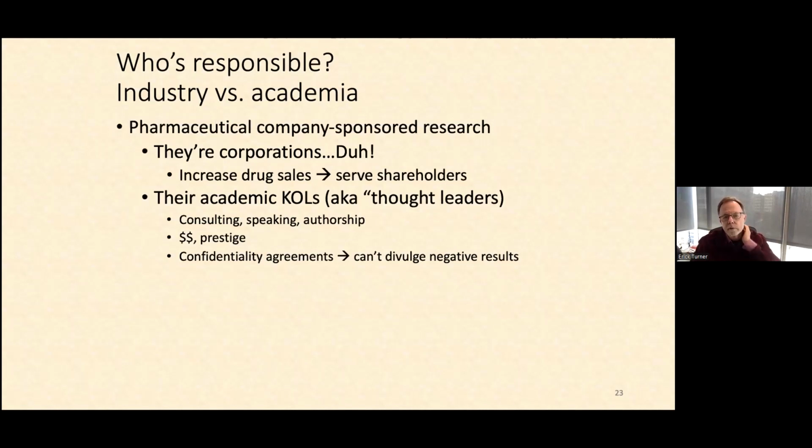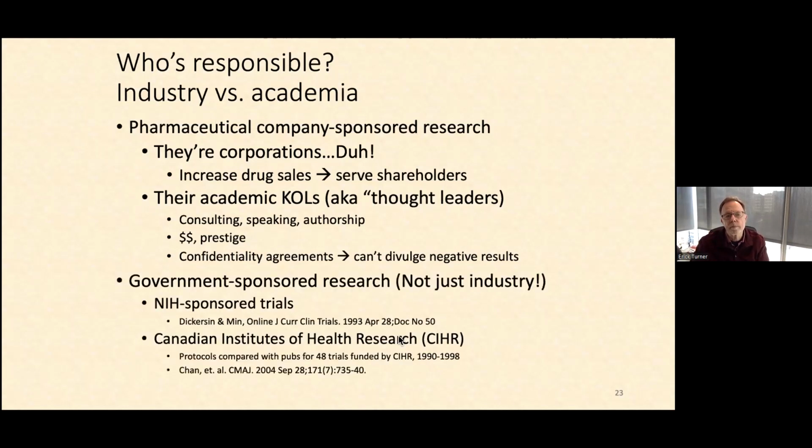And then they have their key opinion leaders, or KOLs, also called thought leaders, going around giving talks, and they get paid big bucks to go around the country and talk it up at meetings. This, in my field, the American Psychiatric Association, and in cancer, ASCO, and so on. And they are often under confidentiality agreements, so they may not be able to divulge the negative results.